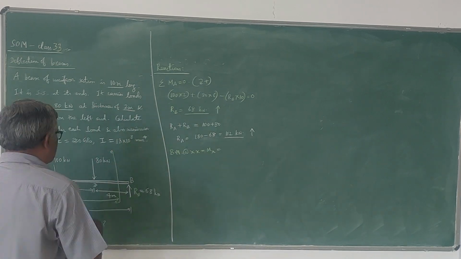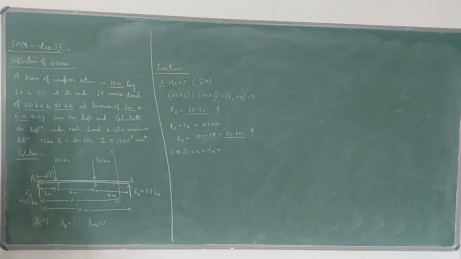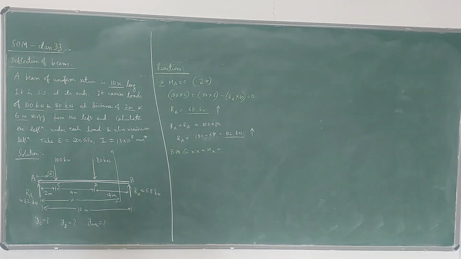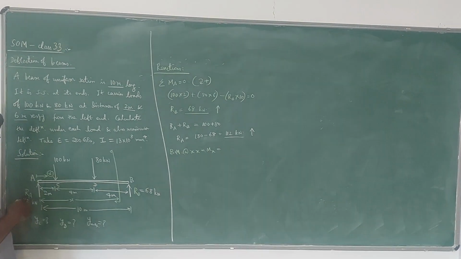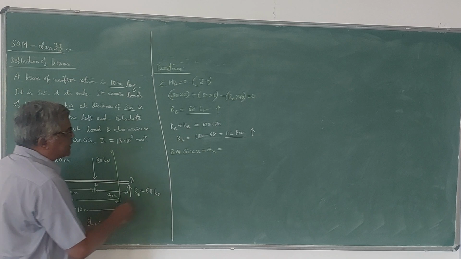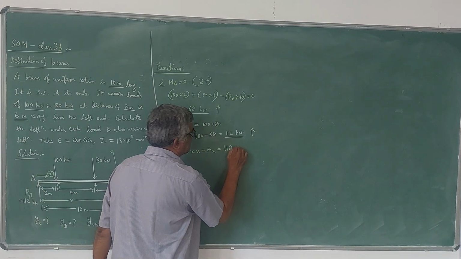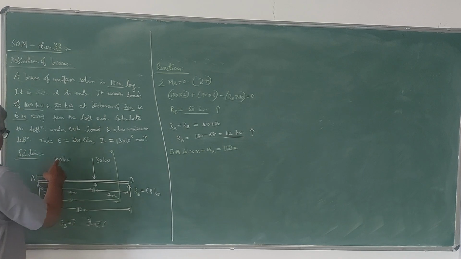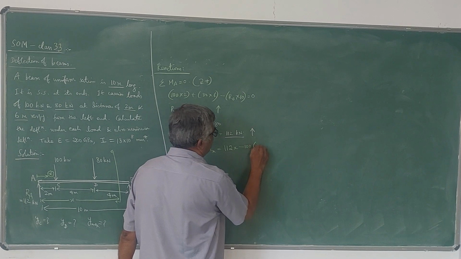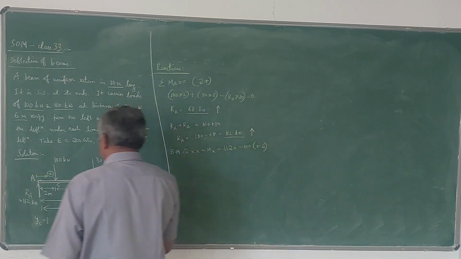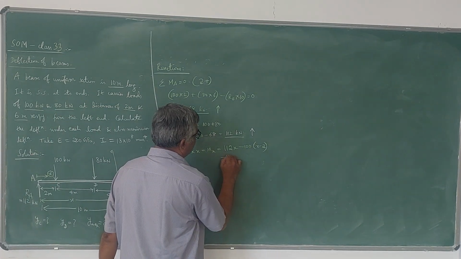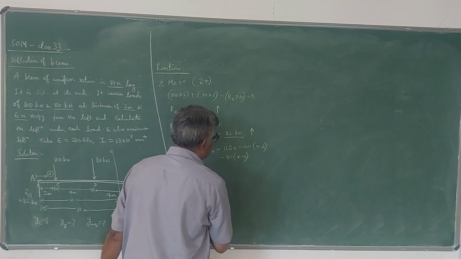Mx is equal to... whether you see the left side or right side, the bending moment due to upward forces is positive, due to downward forces is negative. So sagging and hogging. R is upward, so the bending moment is positive: 112 into x. I am calculating the bending moment at section XX. 112 into x, then minus 100 into (x minus 2), because the distance from the 100 kN load to section XX is x minus 2. Then this is also negative, minus 80 into (x minus 6). The distance is x minus 6.